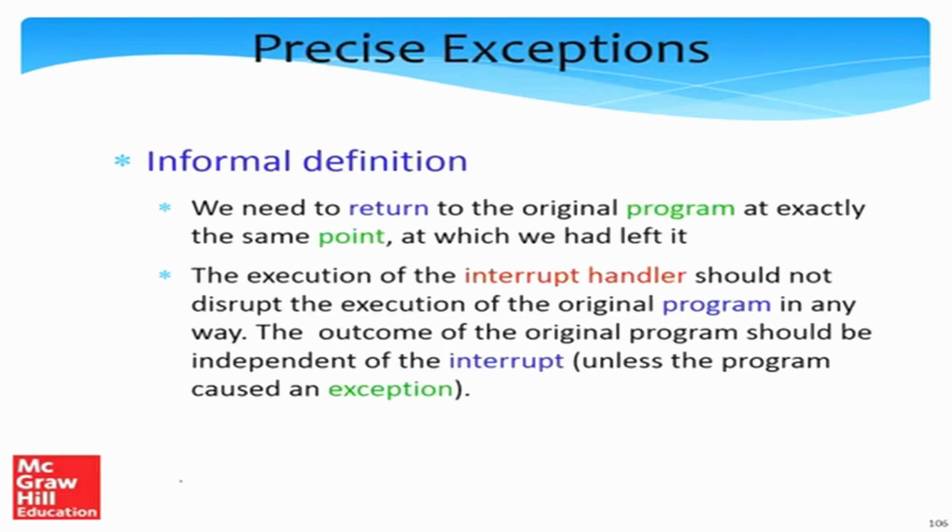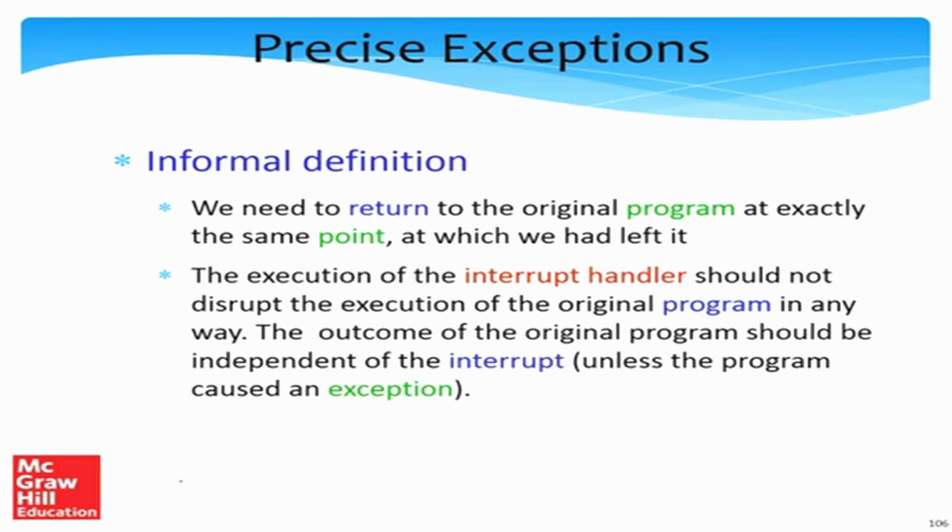Alright, so the most important property in this lecture that we want to define is something called precise exceptions. We'll give an informal definition first, and then we'll give a formal definition of precise exceptions. The informal definition is that we need to return to the original program at exactly the same point at which we had left it.